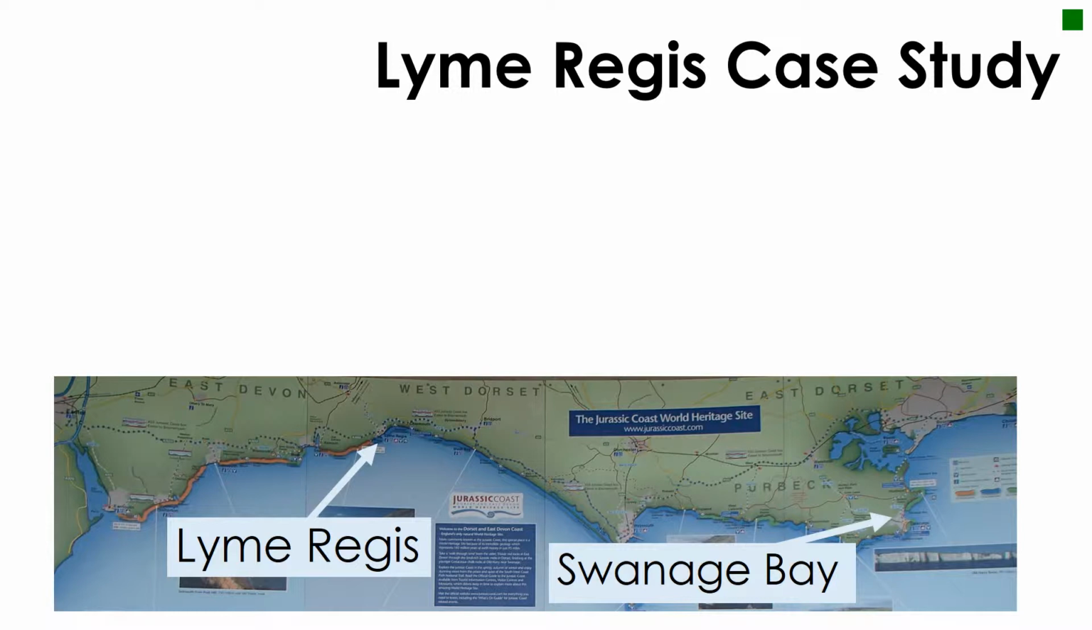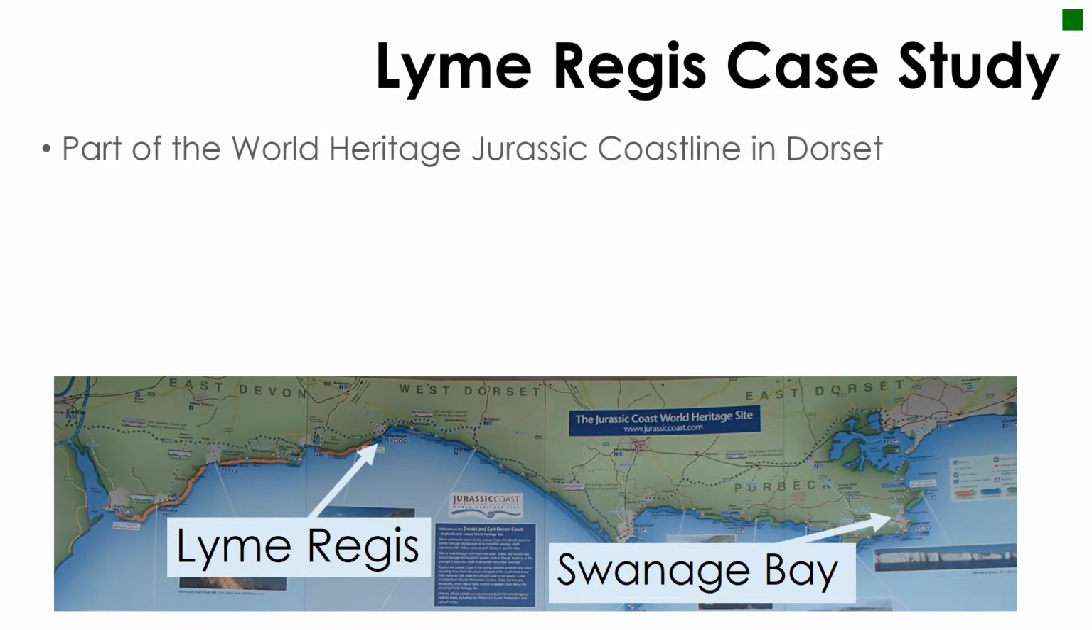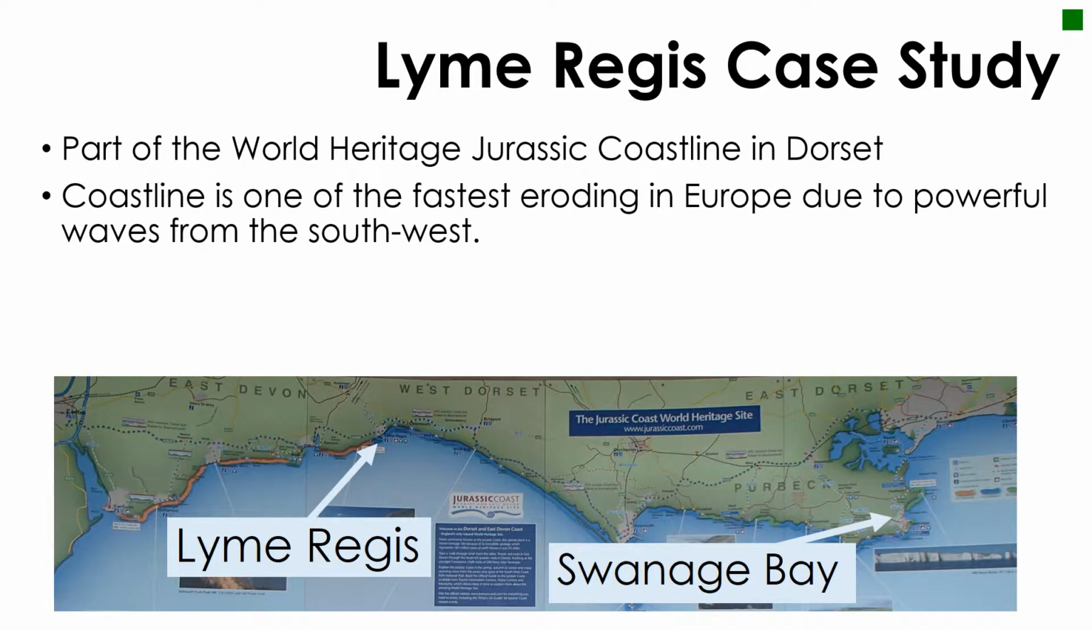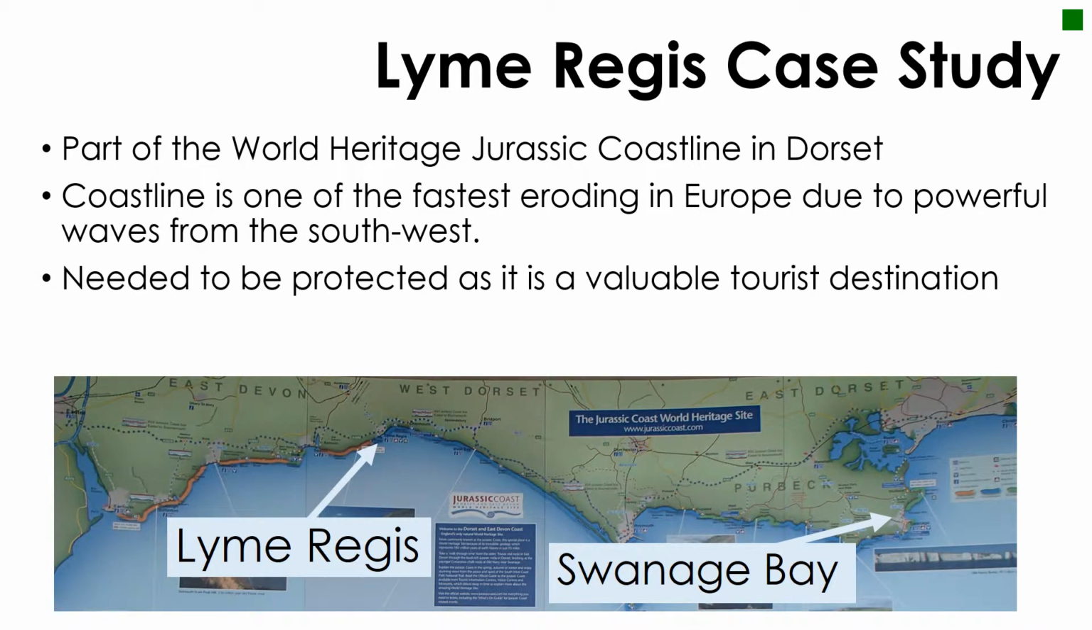Now comes our two case studies, the first of which being Lyme Regis. Lyme Regis is part of a World Heritage Site, one of the most famous coastlines in the world, the Jurassic coastline, which can be found in Dorset and Devon. The coastline is incredibly fast eroding. It's one of the fastest in Europe in terms of its erosion due to the powerful waves that come in from the southwest. The area needed to be protected because it's valuable in terms of the income that it generates for the area in terms of tourism.